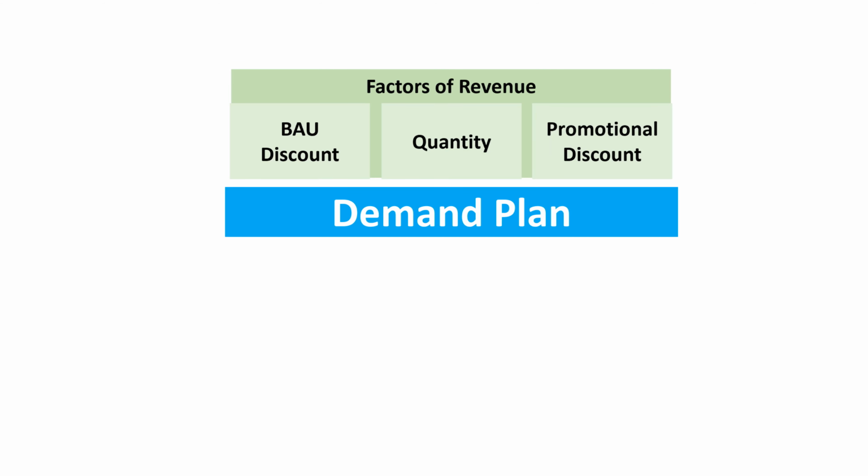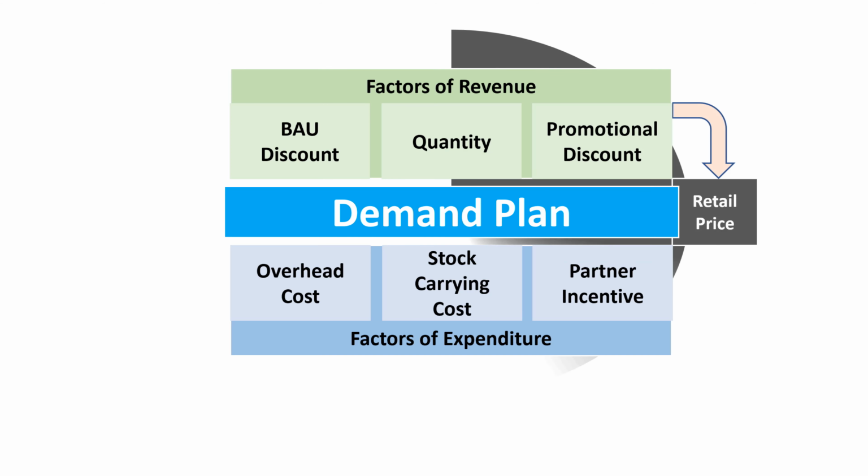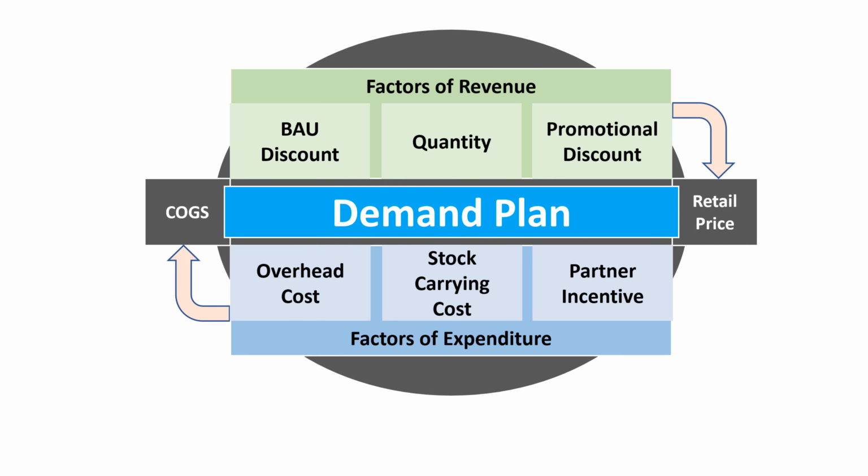Let's take a look into the factors of expenditure as well. Overhead cost will be the indirect cost or fixed expenses of operating a business. Stock carrying cost will be every cost for holding inventory. And finally, partner incentives will be special incentives introduced for resellers supporting high volume orders. Now we'll use the factors of revenue and expenditure as our demand drivers.